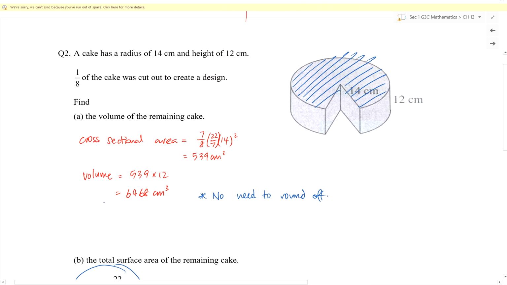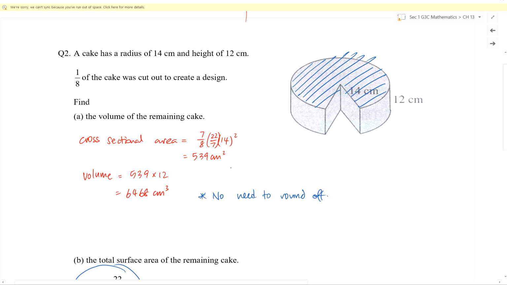Now, cross-sectional area, 7 out of 8 of a circle. The area of a circle is pi r squared. Okay, so we key in the value of 22/7, we get an exact value of 539 square centimeters. There is no need to round off this value. Okay, because we are told to use 22/7.